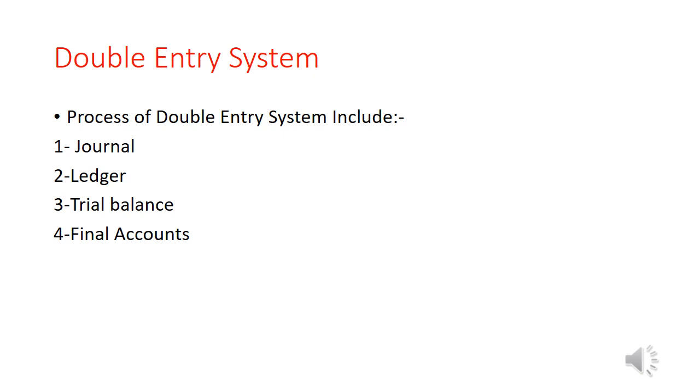In the third process, the arithmetical accuracy of the books of account is tested by means of trial balance. Number 4, final accounts. In the fourth and final process, the result of the full year's working is determined through final account. All the above process has been discussed in detail in another video.